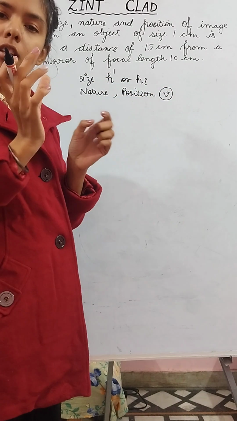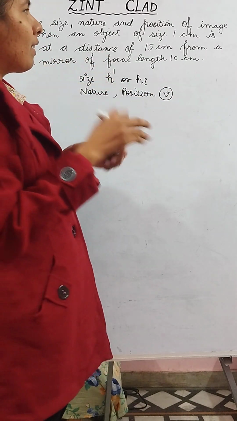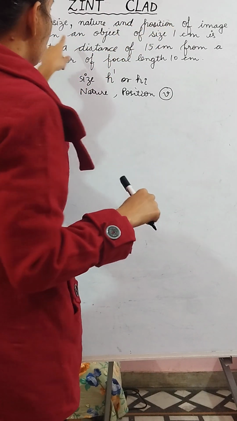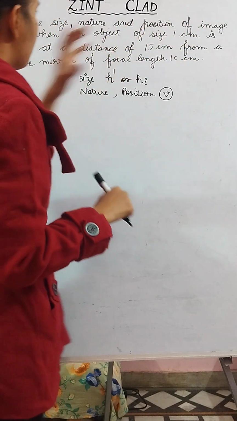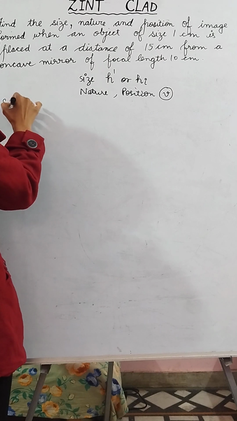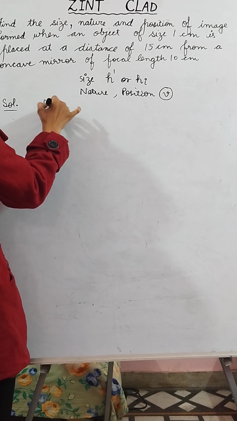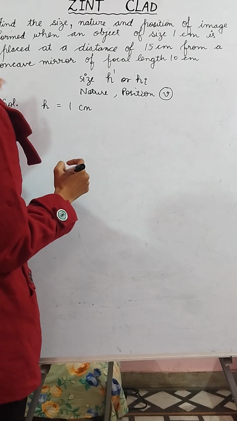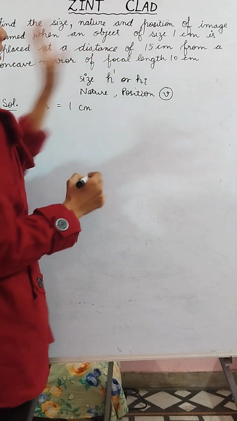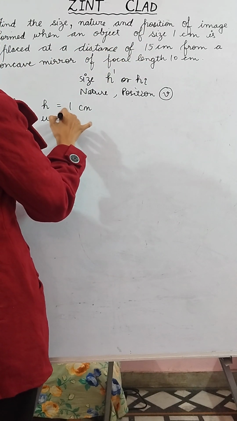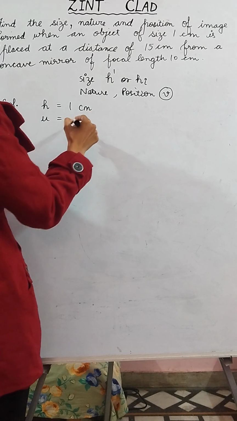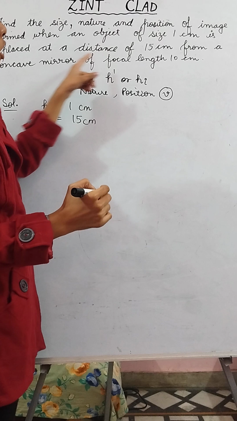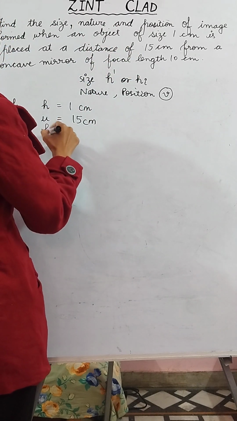We'll read the statement in parts so that we can understand each and every part. Okay, of image formed when an object of size 1 centimeter. Size of object means height of object h is equal to 1 centimeter is placed at a distance of 15 centimeter. The distance of object, that means u, is 15 centimeter from a concave mirror of focal length 10 centimeter.